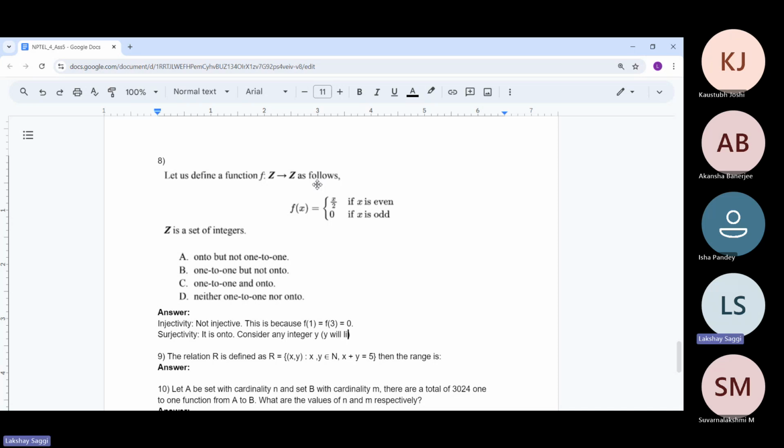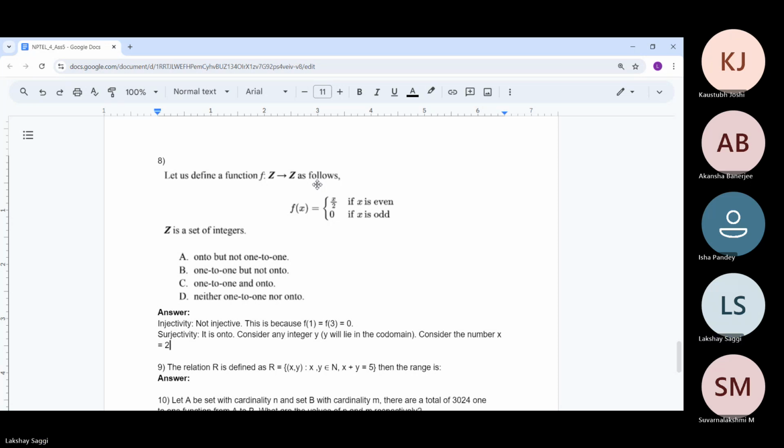y will lie in the codomain, right? And now we need to show that there will exist an x such that f of x will be equal to y. So now consider the x. Consider the number x equals 2 times y. So consider the number x equals 2y, and what we will have here is, then, as x is even, since x is equal to 2y and y is an integer, x is even, right?